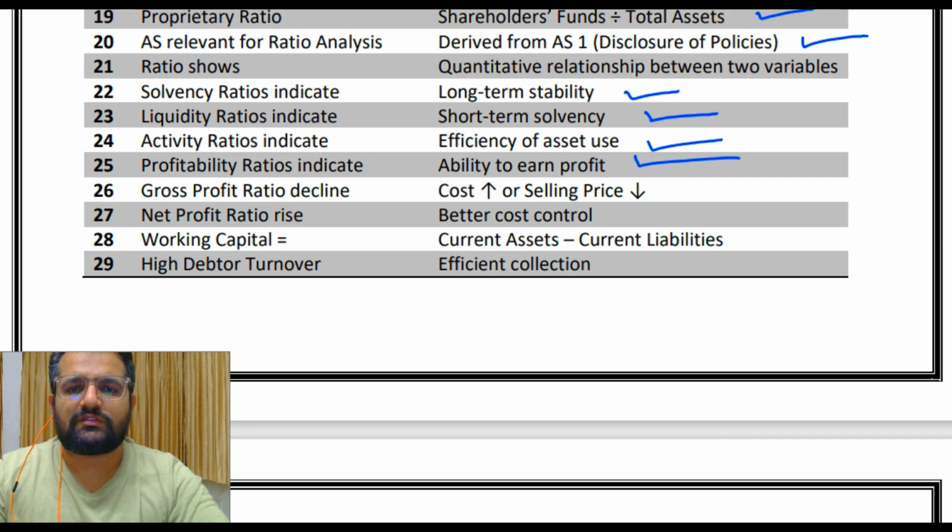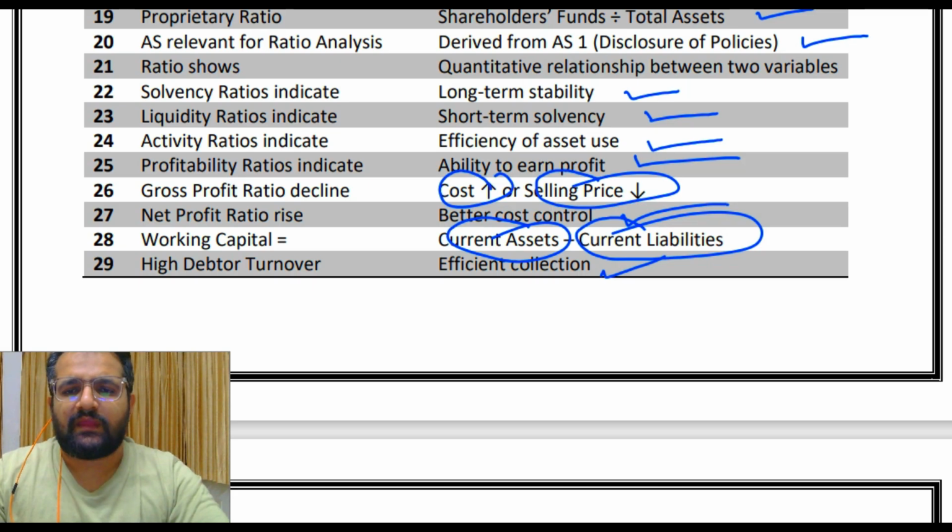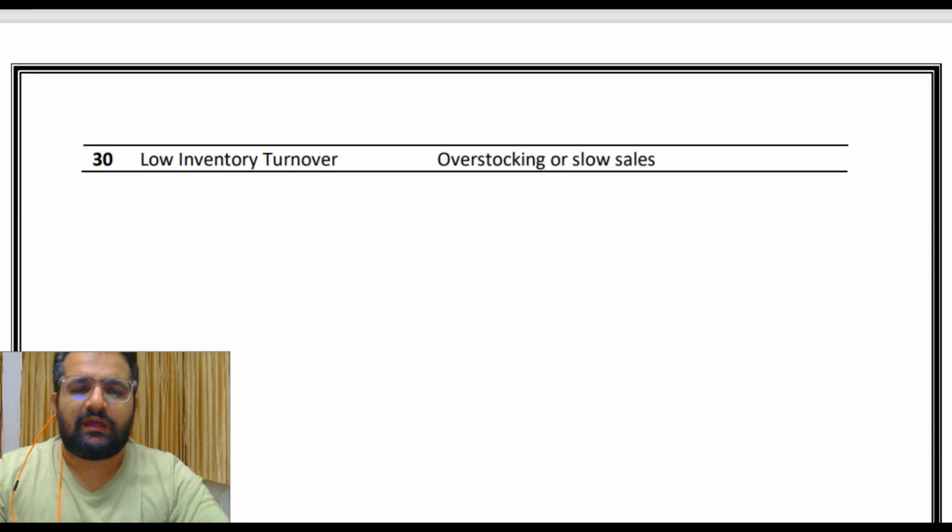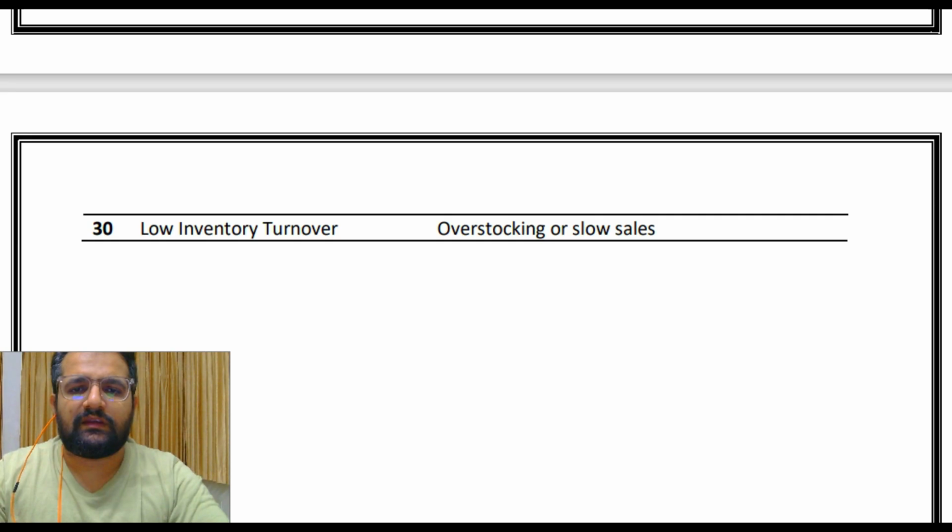Gross profit ratio decline, what will it mean? Cost will go up and selling price will go down. Net profit ratio rise, better cost control. Working capital is equal to current assets minus current liabilities. High debtor turnover is efficient collection. And last, low inventory turnover is overstocking or slow sales.